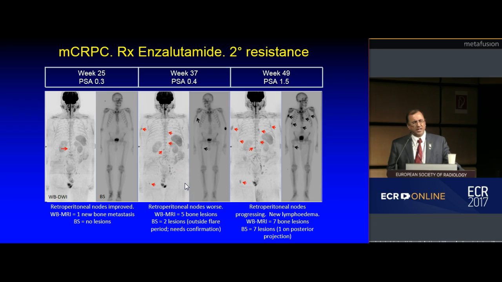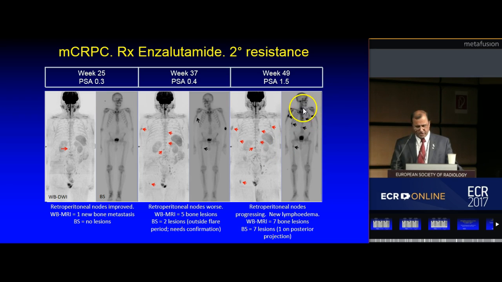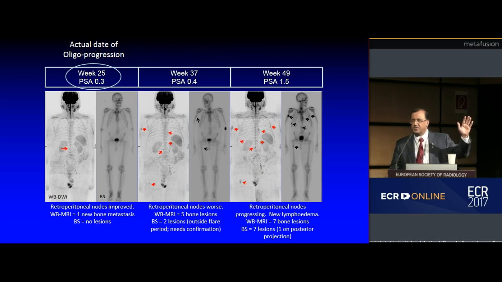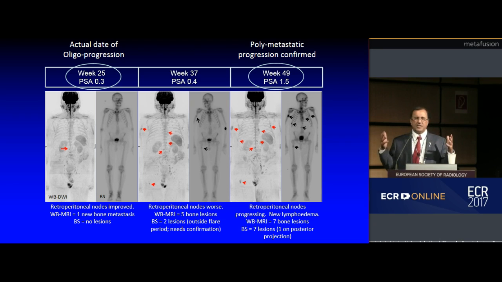Is this progression? The answer to that is no, because a bone scan abnormality has to be confirmed before you say something is progressing. So another 12 weeks goes by, and now we have more lesions on the bone scan, so this is now progression. And we see all these lesions on the whole body MRI scan. Now the problem is, we saw progression at week 25, right? We confirmed progression at week 50, 25 weeks later. 25 weeks of a treatment that wasn't working.